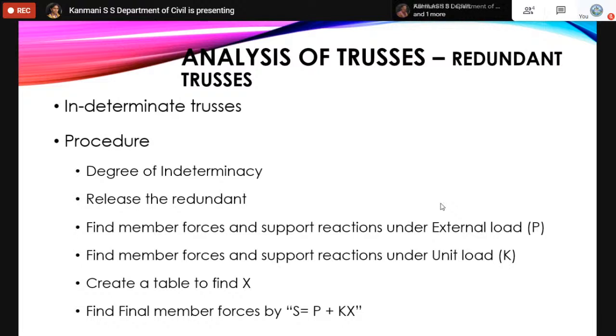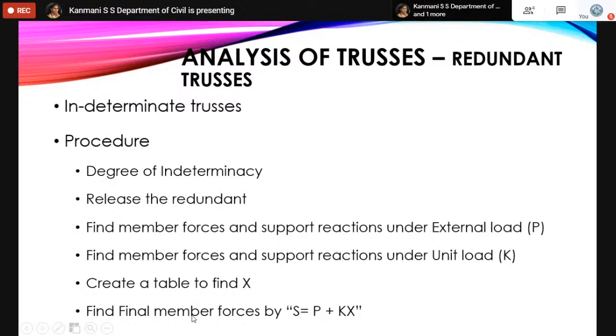By treating it as a determinate truss, just the way we did it in deflection of trusses, we are going to analyze the member forces in each member based on the external loading, releasing the redundant. And afterwards, wherever the redundant is placed, we're going to remove the external force and put a unit load in the redundant place. We are going to find the member forces and support reactions, where we get the K force system. And then create a table to find X.